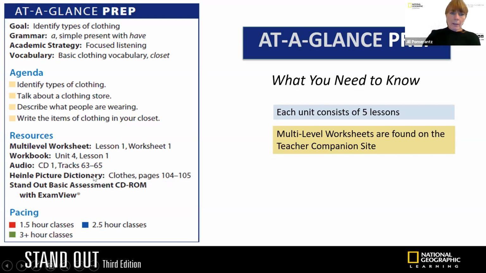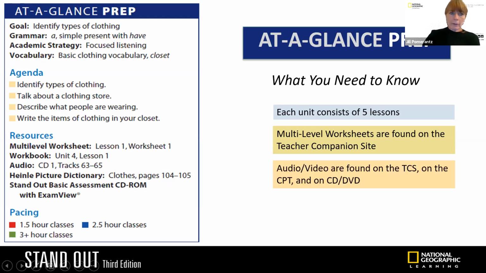And then we have the audio and video. So here it says you need the audio CD, which you don't need the CD. I'll explain where that is. Audio and video are found on the teacher companion site, same place where the multi-level worksheets are. That's one of the things we're going to look at today. It's also on this classroom presentation tool that I was talking about. Okay, it's on here, the audio and video. And it's also on a CD and DVD if you have the capability of playing a CD, DVD.